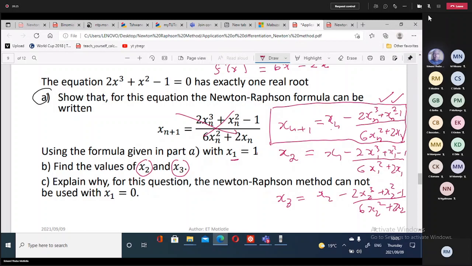I don't know if you have done it yourself. All over 6 alpha x squared plus 2 alpha x. Now you put calc, then you substitute 1. So my first solution that I'm getting here, I'm getting my x2 to be equal to 0.75.